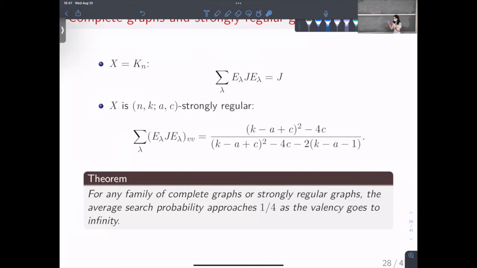Now the question is, how about distance regular graphs with larger diameters? I cannot compute E lambda for each lambda when D is large.